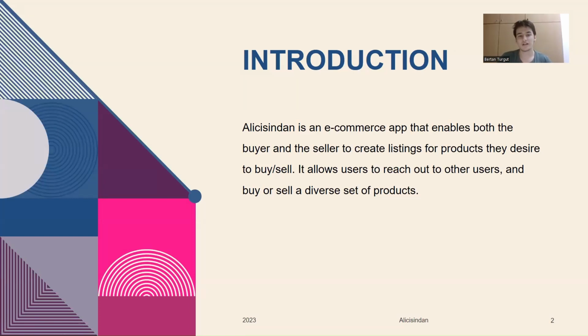Introduction. Alicisindan is an e-commerce app that enables both the buyer and the seller to create listings for products they desire to buy or sell. It allows users to reach out to other users and buy or sell a diverse set of products.